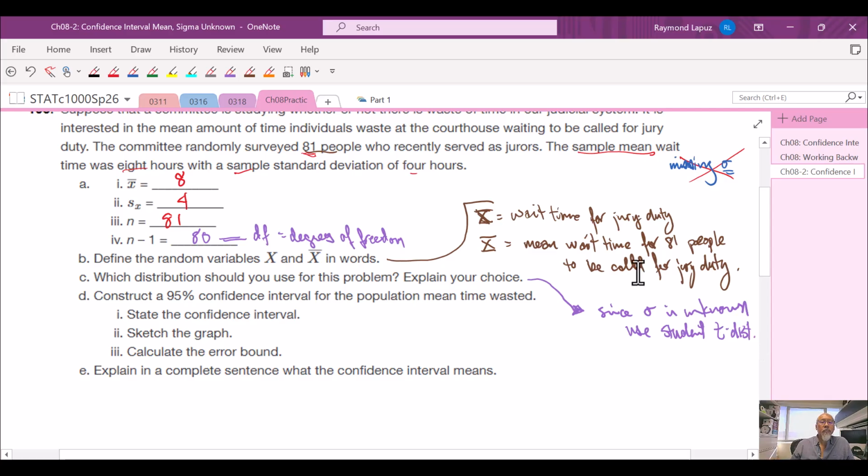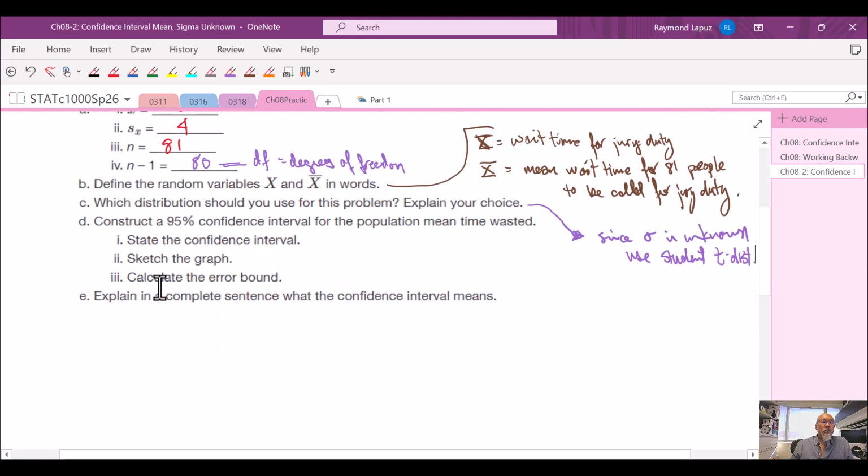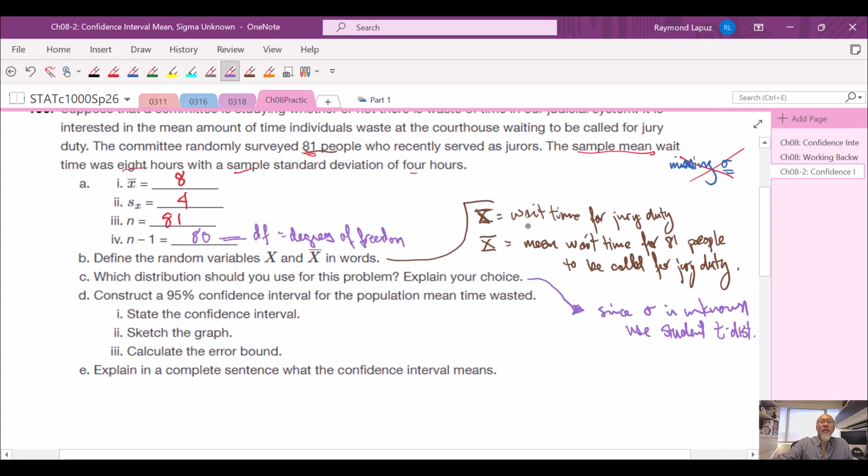Okay. And then now it says construct the 95% interval of the mean time wasted. I said wait time, so you could also put wasted time. Construct the 95% confidence interval for the population mean time wasted. State the confidence interval, sketch the graph, calculate the error bound.